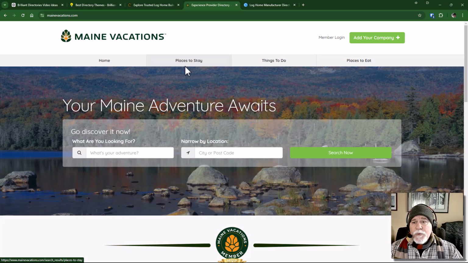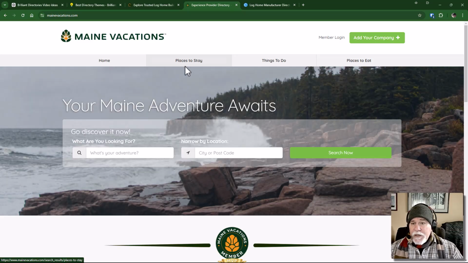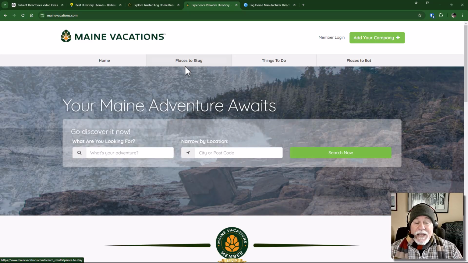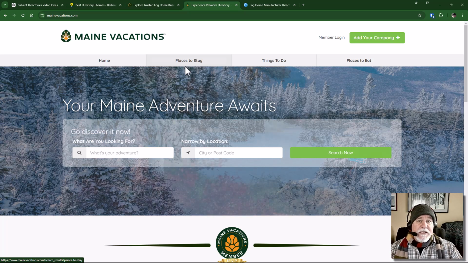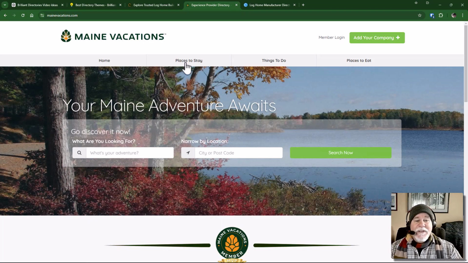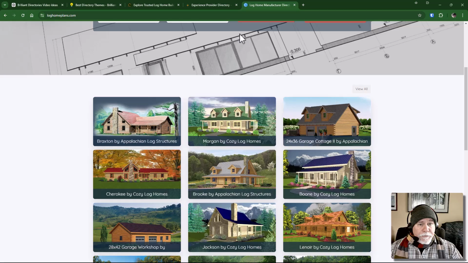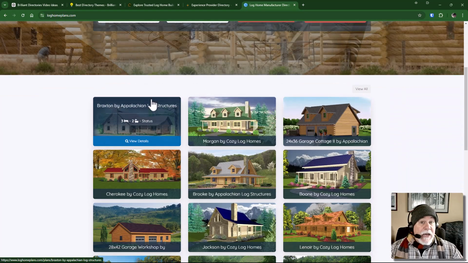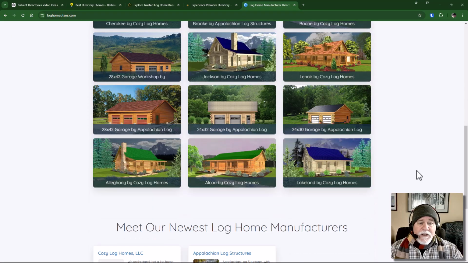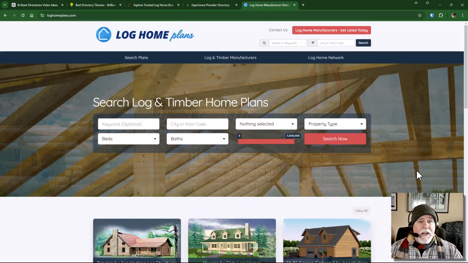This is another example, Maine Vacations. Again, this is another website that Dana owns and has been working on. If you're looking to go to the state of Maine and want to take a vacation, this site has everything you need to plan your next vacation to Maine. How cool is that? Another one he's been working on is loghomeplans.com. If you're looking for a log home plan, you can go to loghomeplans.com, and Dana's got a whole list of different log home plans that you can check out and purchase. So those are some real life examples of Brilliant Directories websites.